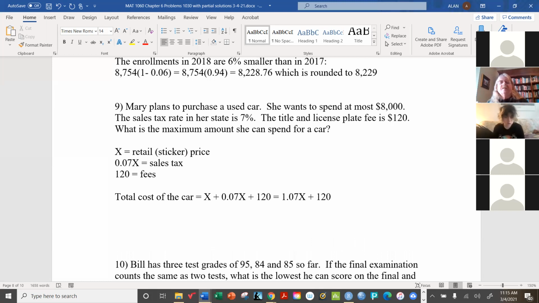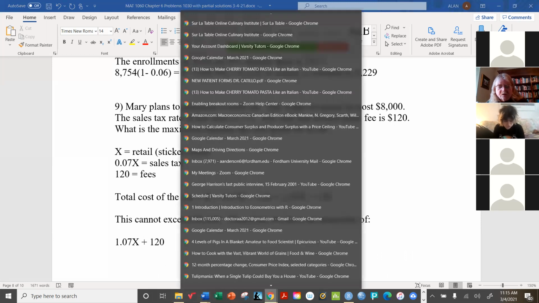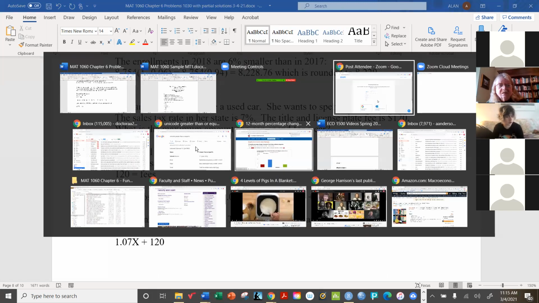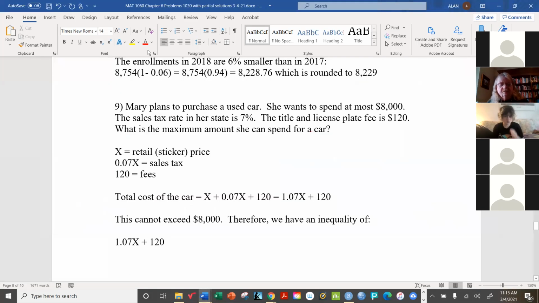Now, here's the thing though. This cannot exceed $8,000. Therefore, we have an inequality of 1.07X plus 120 is less than or equal to $8,000. Okay, so we have a linear inequality. Now, she can spend less than this, but she can't spend more.